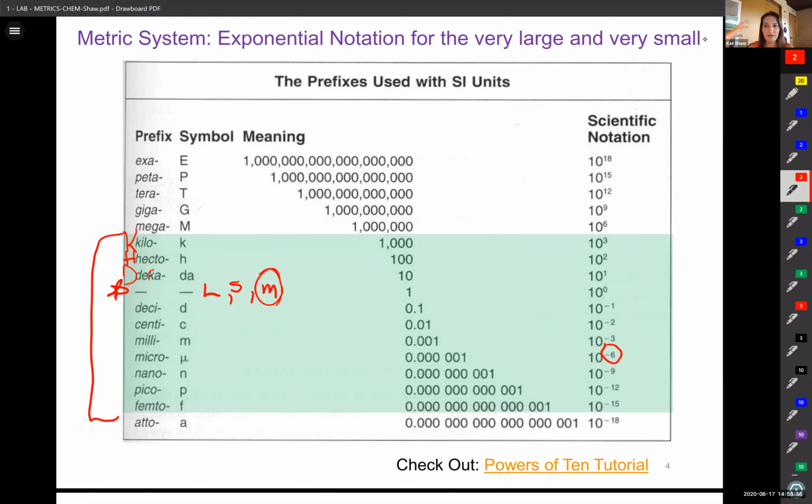And then femtometers. 1 quadrillion. Perfect. 1 femtometer is 1 quadrillionth of a meter. There are a quadrillion femtometers in 1 meter. That's the level we're going to here.